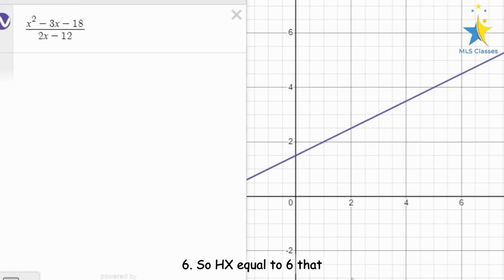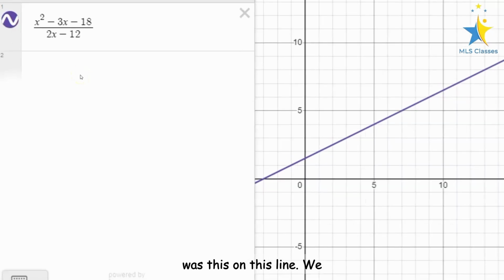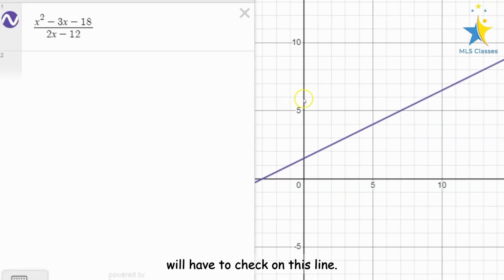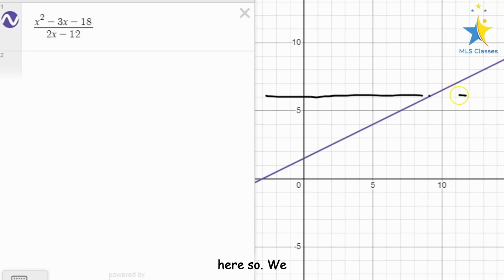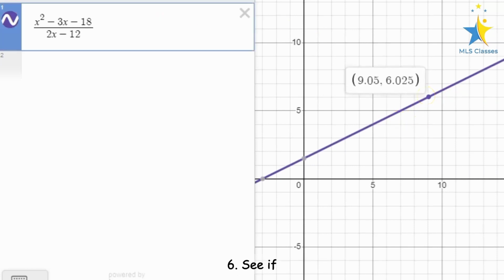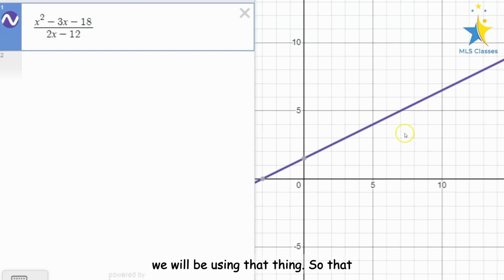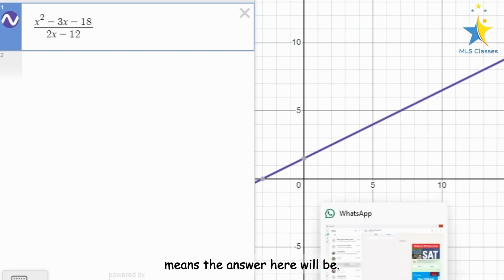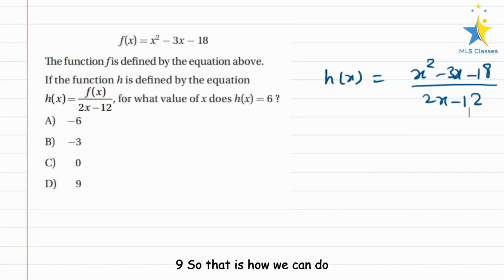We have to check on this line, so we are getting this point here. We can check this point where it is 6. If you see here, when x is 9, then y is equal to 6. So we'll be using that, which means the answer here will be 9. That is how we can do these types of questions.